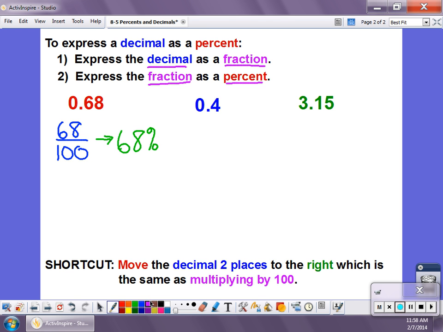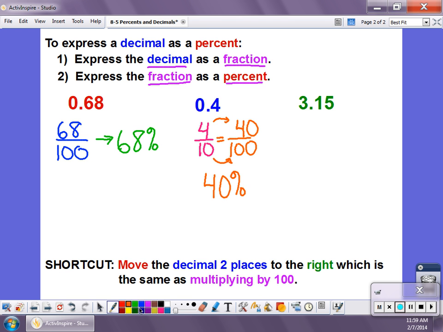Okay? Let's look at this next one. We have 4/10. If I write it as a fraction, it looks like that. Now, to change a fraction to a percent, we need to have a denominator of 100. So think about what we would do here. To go from 10 to 100, I'm going to multiply by 10. 4 times 10 would give me 40. So 4/10 is the same as 40/100. 40/100 is the same as 40%.